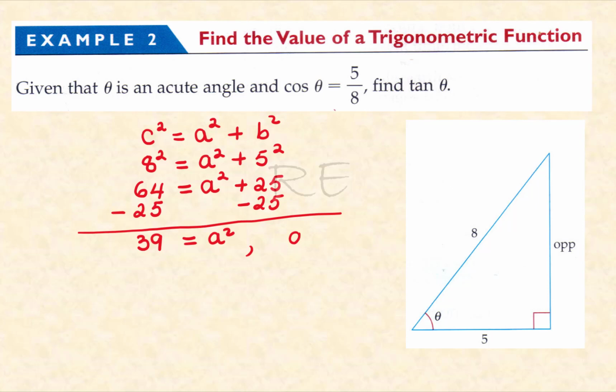If a squared is equal to 39, a is equal to the square root of 39. a is a line segment. So we're going to replace the opposite side by the square root of 39. Then we can look for the tangent. So tangent theta is equal to the opposite, which is the square root of 39, over the adjacent side to theta, which is 5.